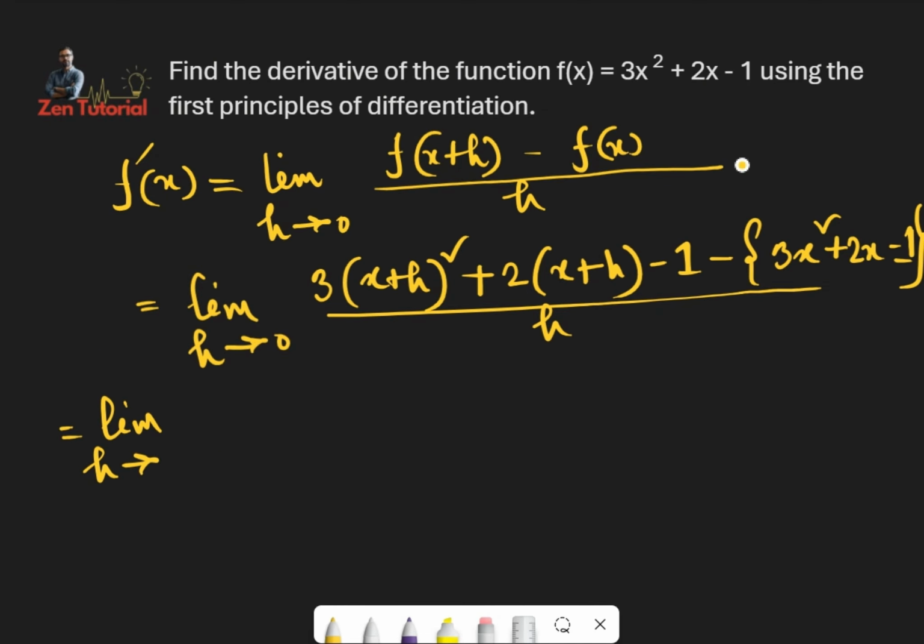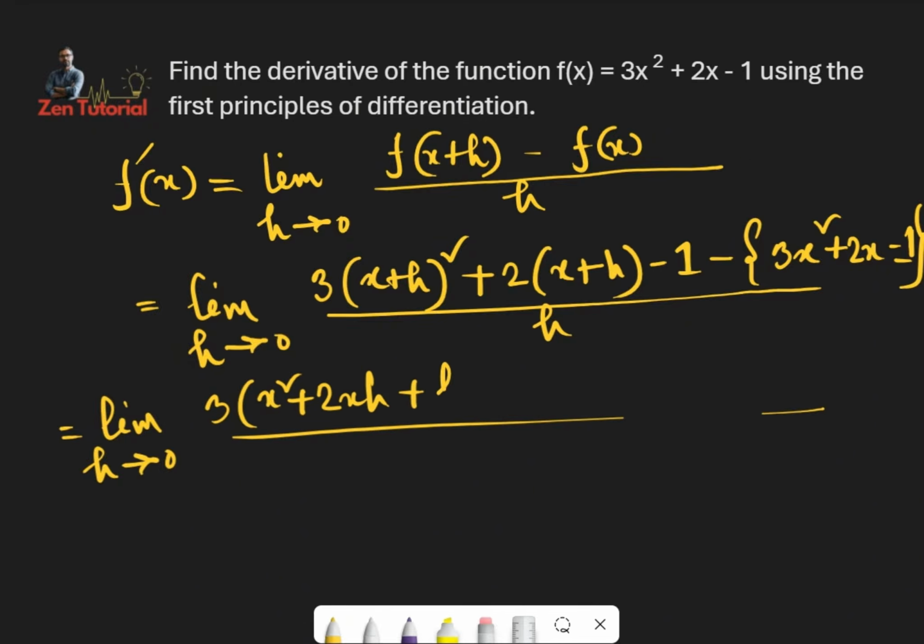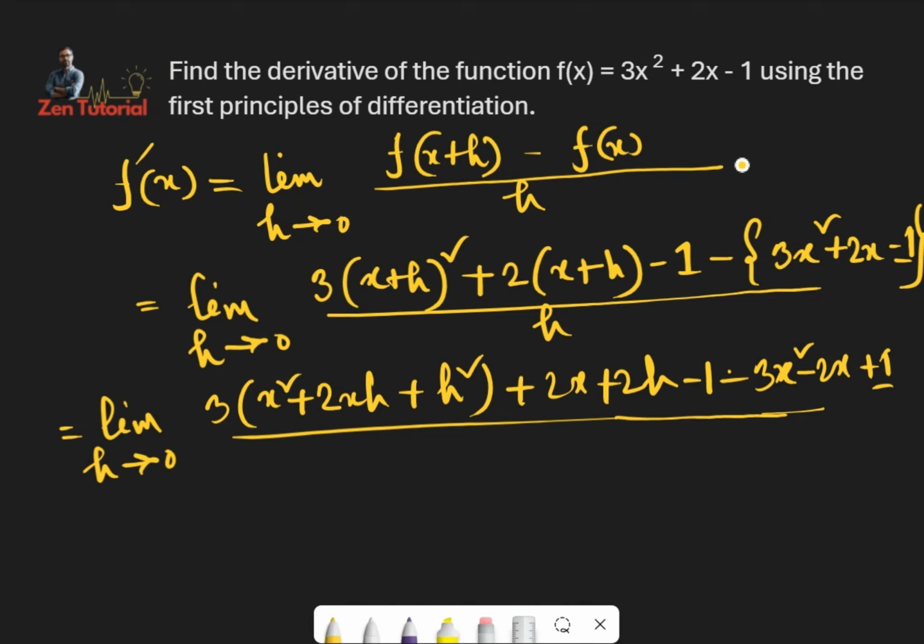So limit h tends to 0. Here we have to use the algebraic formula a plus b whole square. So 3 times, let's use the first bracket, x square plus 2xh plus h square, plus 2x plus 2h minus 1, and minus 3x square minus 2x plus 1. So this one cancels out, and 2x cancels out.